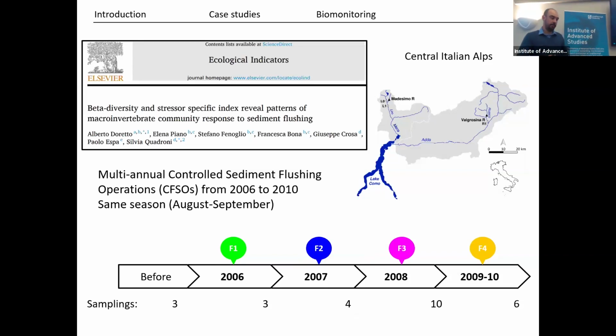Then I had the possibility to validate the index again in other case studies, always in the Alpine areas and always related to sediment flushing operations. This case study originated from a collaboration with other Italian colleagues from the Lombardia region. And again, we monitored the impacts of multi-annual flushing operations from the same dam, same river section, but year after year, different sediment flushing operations.